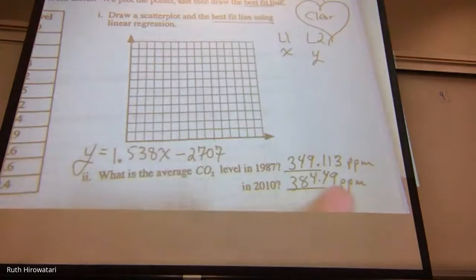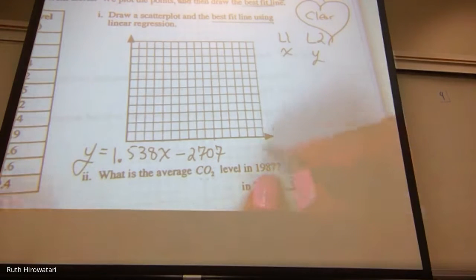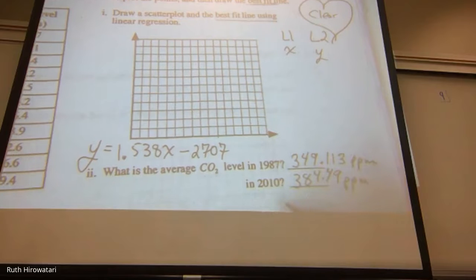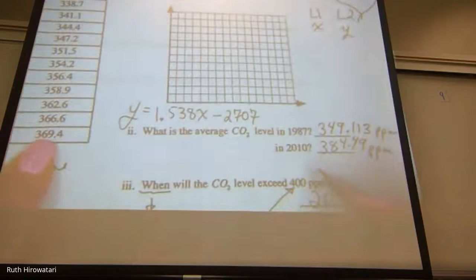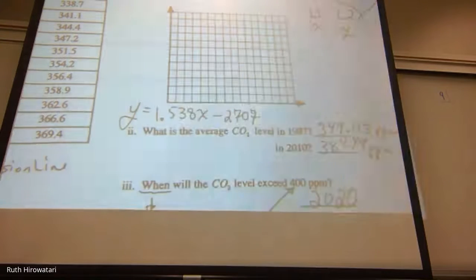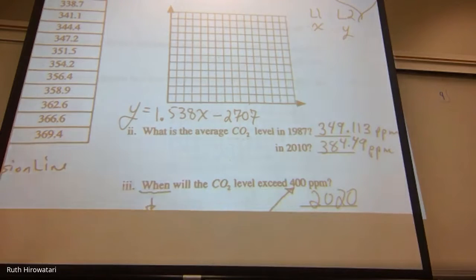384.49 parts per million. Okay, so just remember, I've said this to you in the past, when you're going between data points, it's called interpolating, and it's very accurate. When you're going beyond the values that you have in your table, you're extrapolating, and then this answer is only as good as your model. So it's very easy to make incorrect assumptions if you extrapolate too far.